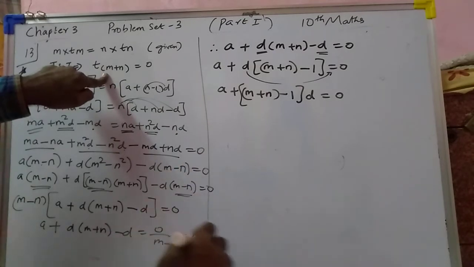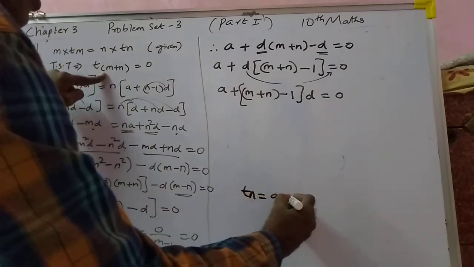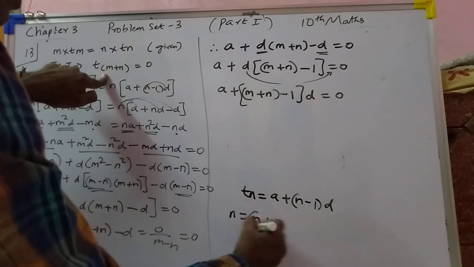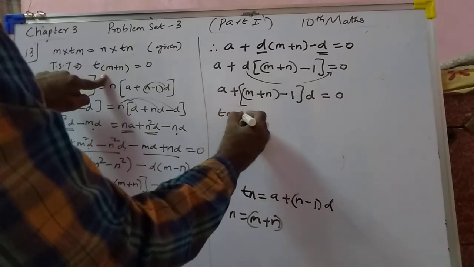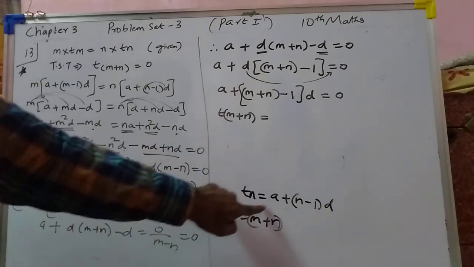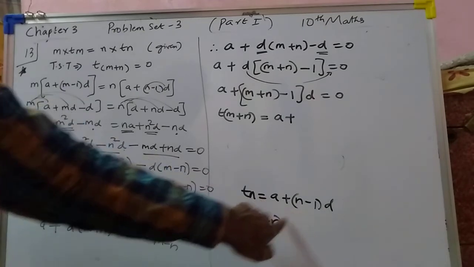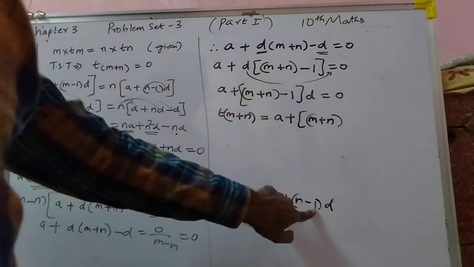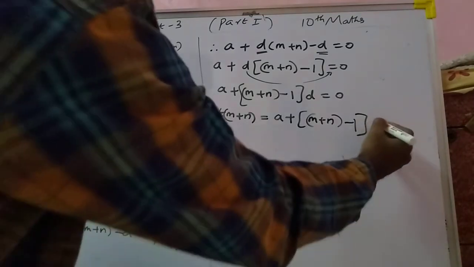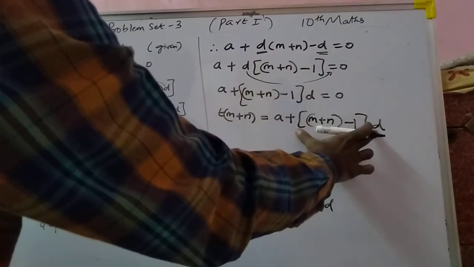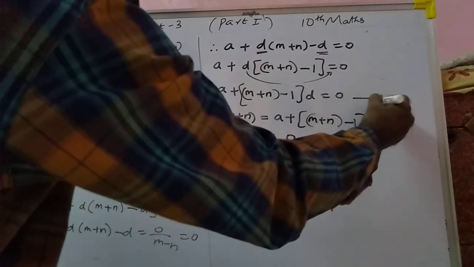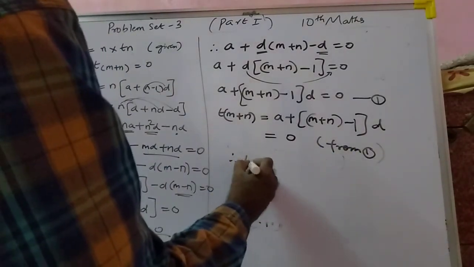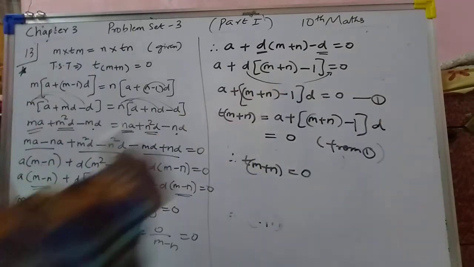Now write this formula. You know Tn is equal to a + (n − 1)d. But here n is equal to m plus n. That's why it will become T(m+n) is equal to a + (m + n − 1)d. But this everything is 0, from the previous result. Therefore T(m+n) is equal to 0. I hope you got this.